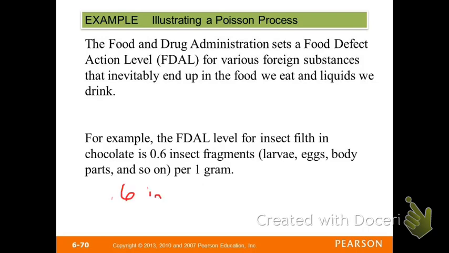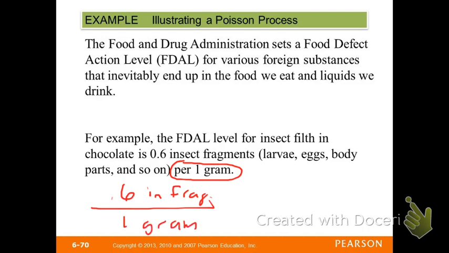0.6, I'm just going to write insect fragments per, I always look out for the word per, 1 gram. See right there when it's telling me per some interval, what happens per some interval, I'm thinking Poisson process. But let's keep reading.